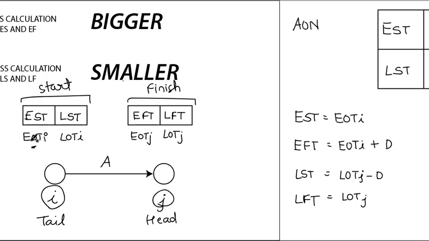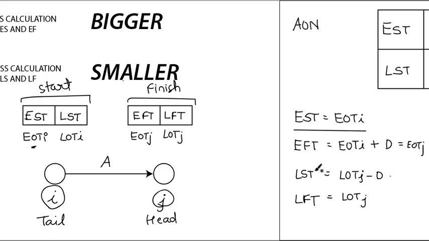So that's why you call it EOTI, LOTI. And similarly for finish we call it EOTJ, LOTJ. So remember I and J as start and finish. So according to that you can name this. The formula for earliest start time is the number in this box, that is EOTI. And for earliest finish time it is EOTI plus D. So earliest finish time will be EOTI plus T, that is equal to EOTJ.